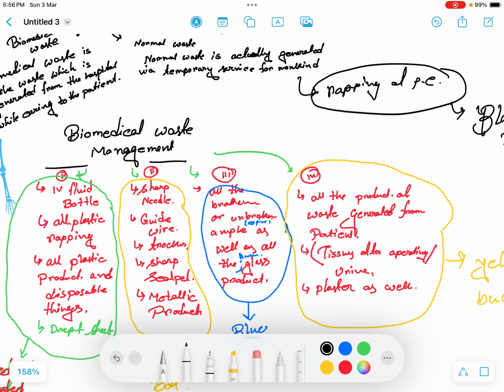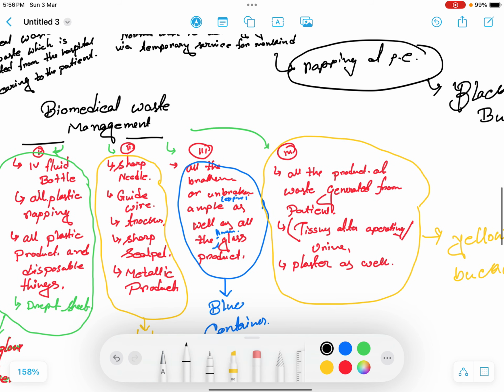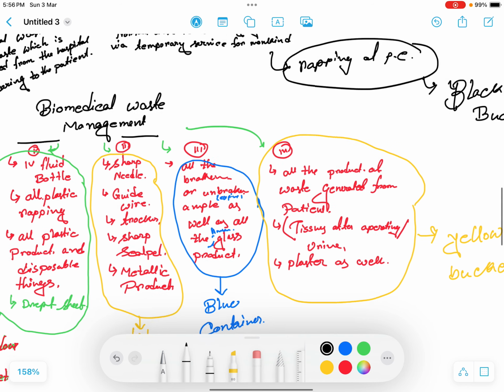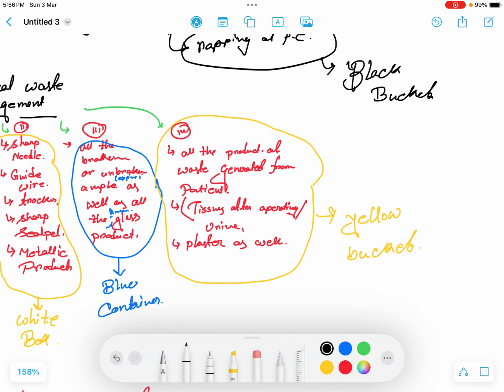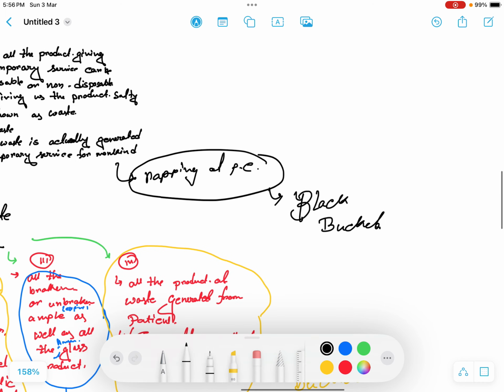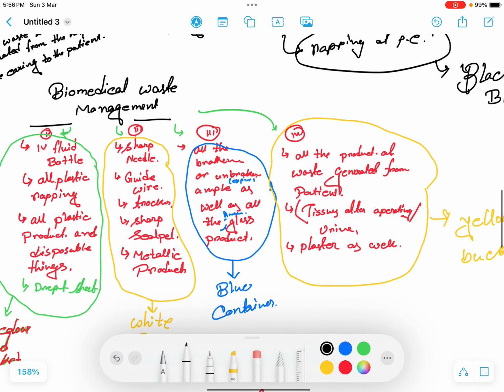So plastic product, all the IV fluid, all the plastic wrapping of the patient's safeties is going to the red bucket. Sharp needle, guide wire, sharp scalpel, metallic product would go into the white bucket. All the broken ampoule, unbroken expired ampoule and broken glass product would go into the blue bucket. All the waste generated from the patient, that is tissues after operating, urine and plaster as well, would go to the yellow bucket, and normal waste is going to the black bucket.